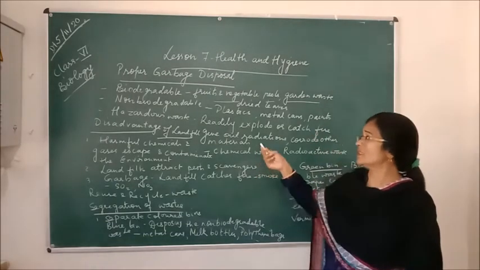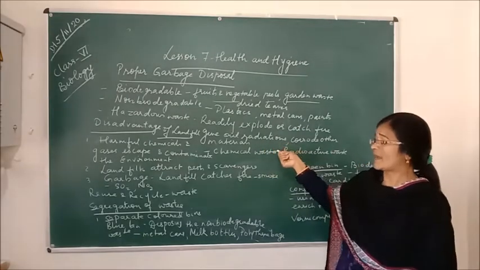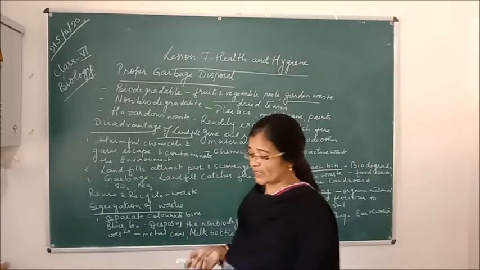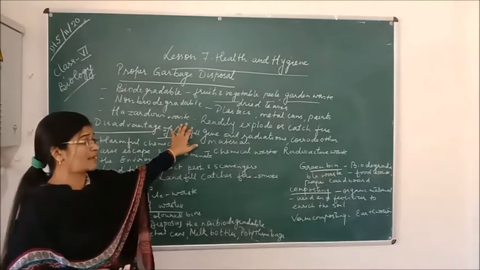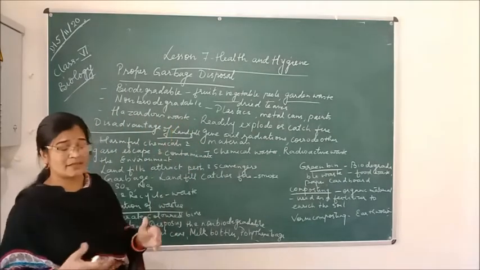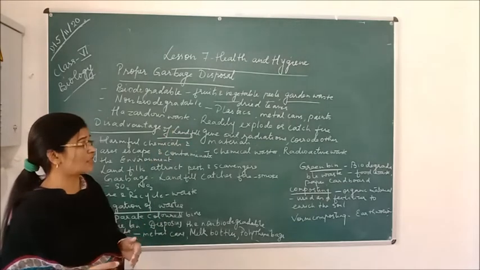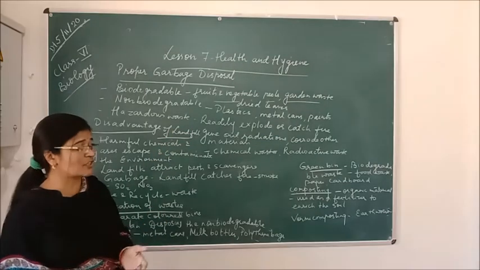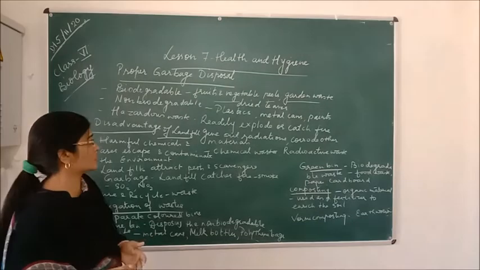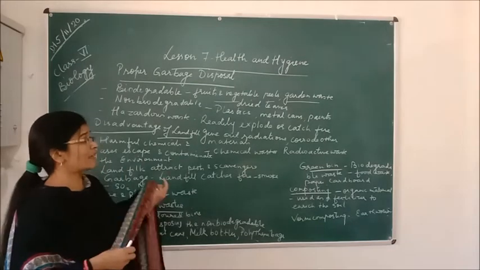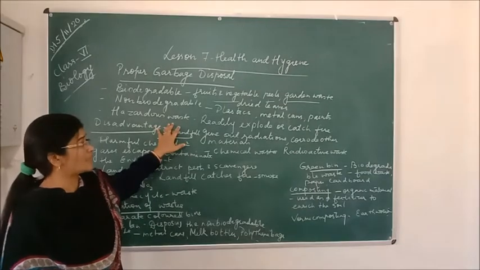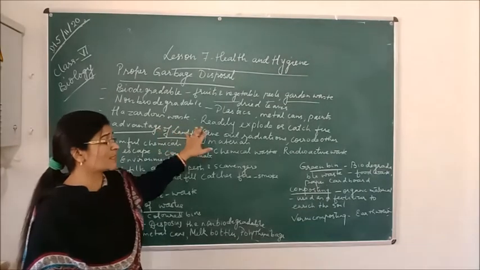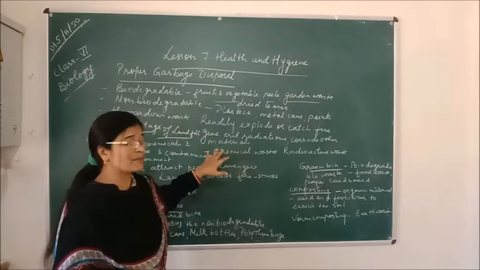And the third one is hazardous waste. Hazardous wastes are those wastes which readily explode or catch fire, and once they catch fire, they release a lot of smoke as well as radiation, and corrode other materials also. So these wastes are very harmful for all of us. So they are called hazardous waste, especially the radioactive waste and the chemical waste.